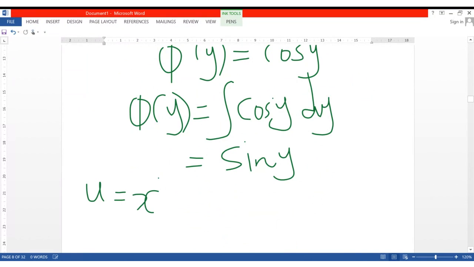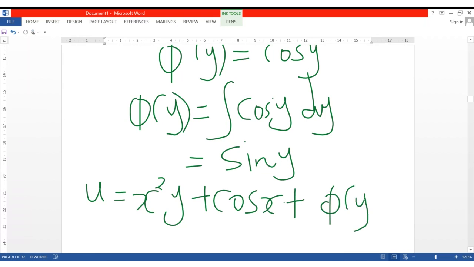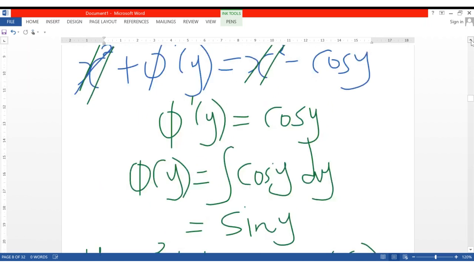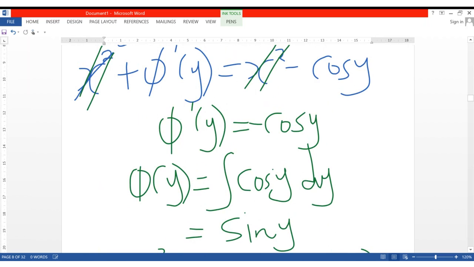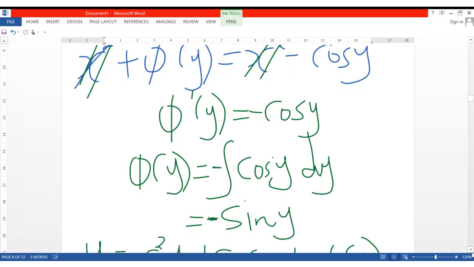Why are we omitting negative cos y? That negative sign, is it necessary? Let me check. Yes, sorry, there's a negative. Thank you for that. So we're integrating negative cos y, and we should get negative sin y. When we integrate cos y we get sin y, but there's a negative there. We had almost forgotten.